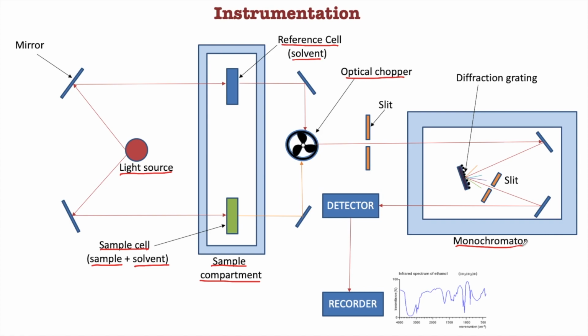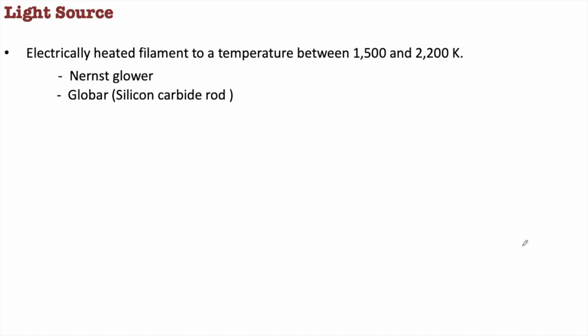Now let me explain these components in detail one by one. Light source. A filament is used which is electrically heated to a temperature between 1500 and 2200 Kelvin. And the two main light sources which are used within an IR spectrometer are the Nernst glower and the Globar. So Globar is basically a silicon carbide rod which is electrically heated and then it starts emitting infrared radiations.